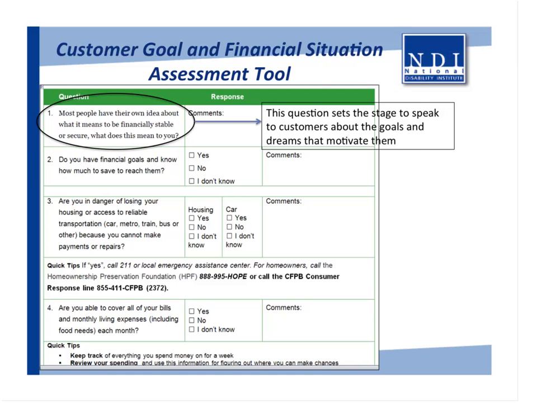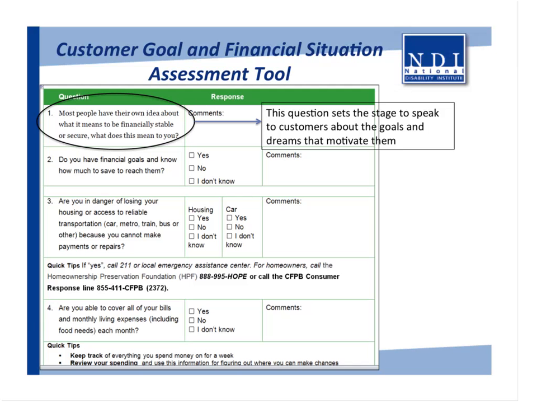I love this first question that we added because it really sets the stage, which is, well, most people have their own idea about what it means to be financially stable or secure. What does it mean to you? And again, I think that really sets the stage for us to speak to customers about what their expectations are for their life and what it means to them to have financial security. And that gives a different kind of context to the next steps that we would take with any customer, because everybody has different goals. But certainly when we do get to the dreams and goals of the customers we work with, that's where the real results come from, I think, the real progress that we can make with customers.